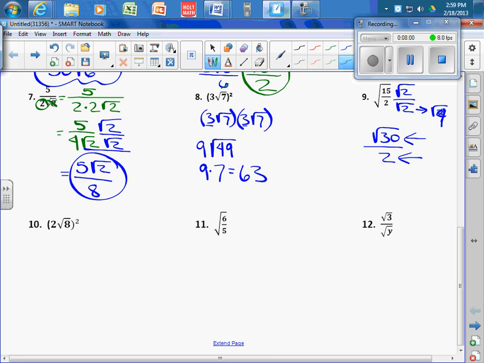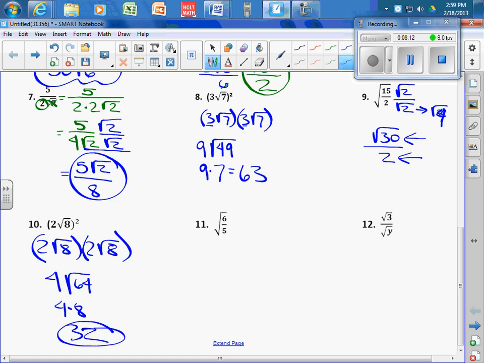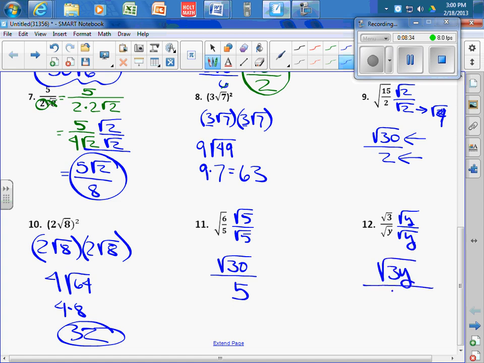2 radical 8 times 2 radical 8: 4 radical 64. 4 times 8, 32. Number 11, rationalize the denominator. Radical 5 over radical 5. In the numerator, radical 30, and in the denominator, 5. And in number 12, radical y over radical y. In the numerator, radical 3y, and the denominator is y.